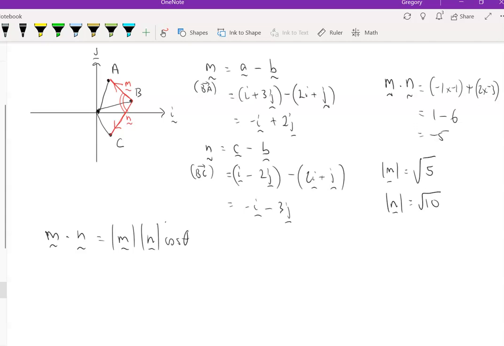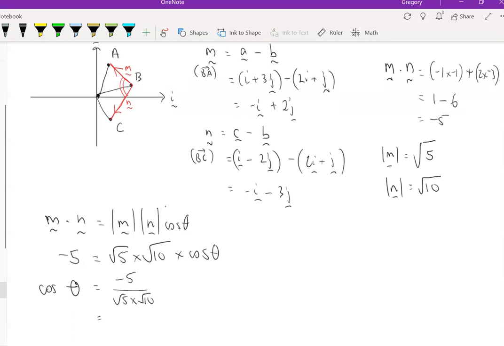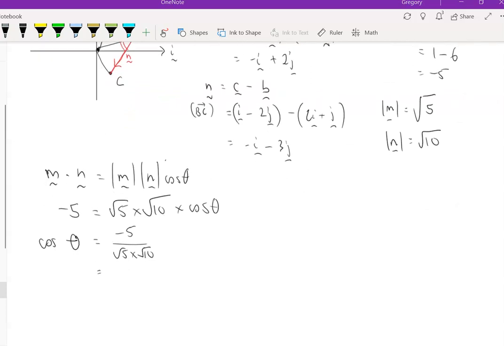Square root it. So now we can put our values in. So now we've got negative 5 is equal to square root 5 multiplied by square root 10 multiplied by cos theta. So cos theta is going to be negative 5 over root 5 times root 10. And then using our calculators, I get exactly 135 degrees. Okay. And so that's our solution to that problem. So therefore, angle ABC is equal to 135 degrees.